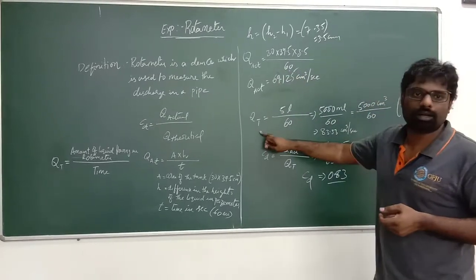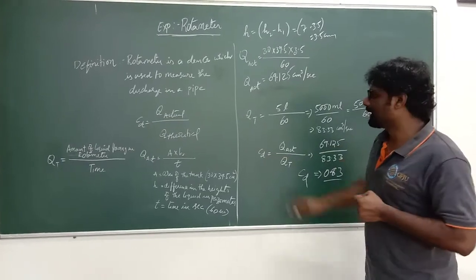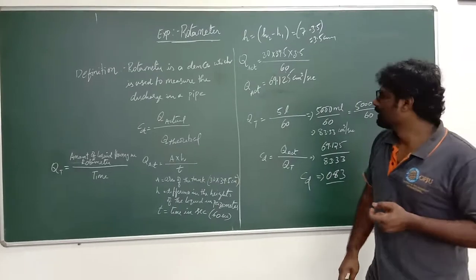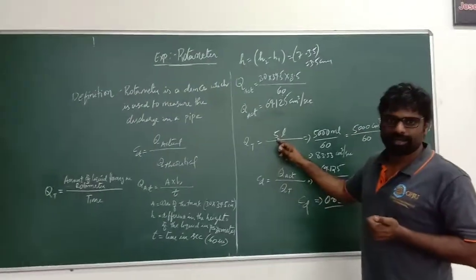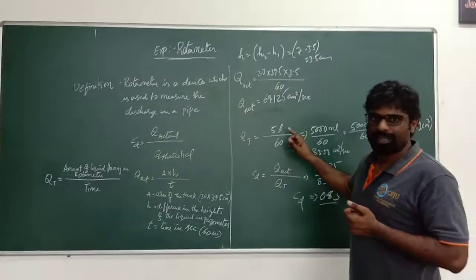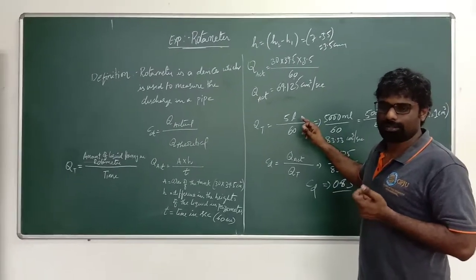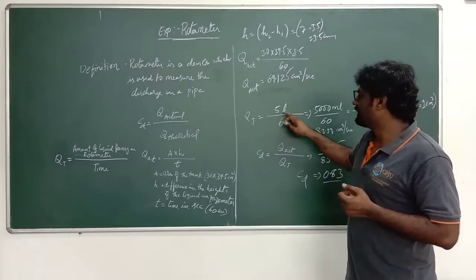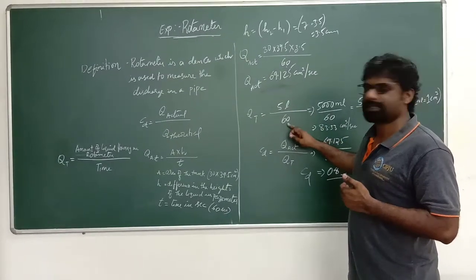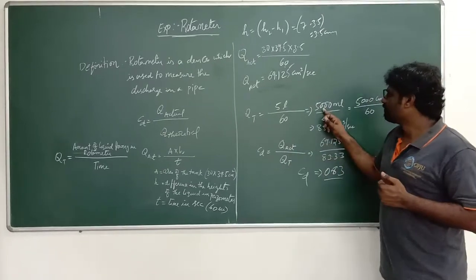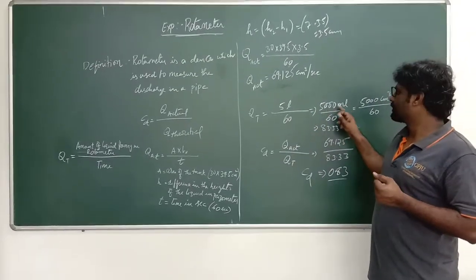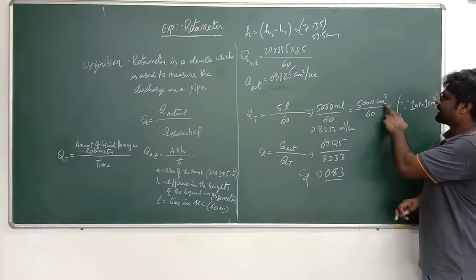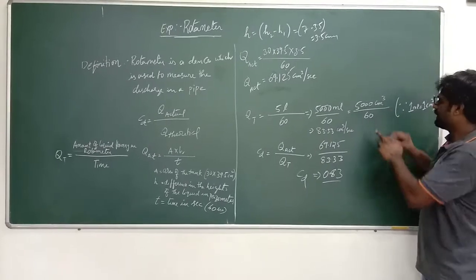Now we have to find out the Q theoretical. The formula is the amount of liquid flowing in the rotameter per time. In the experiment we saw it is 5 liters per minute, that is the rate of flow of the water flowing through the rotameter. We have taken 60 seconds. Here we are converting that into milliliters, it is 5000 ml by 60. That is equal to 5000 centimeter cube per 60 seconds.